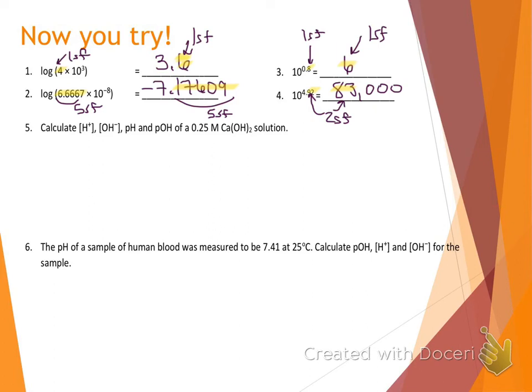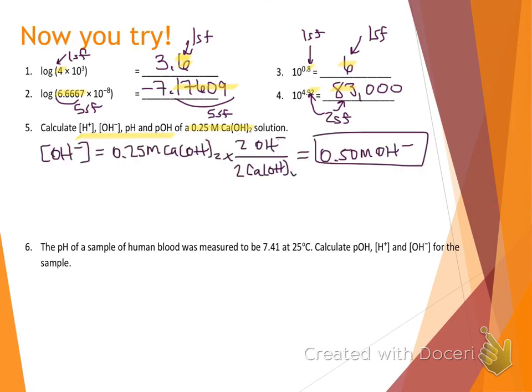Now let's take a look at number 5. We are given a 0.25 molar calcium hydroxide solution and we want to find H plus, OH minus, pH, and pOH of that solution. Well, calcium hydroxide is a strong base, which means that for every 1 calcium hydroxide, we're going to have 2 OH minuses. So we have to find that OH minus ion concentration first by multiplying by 2.